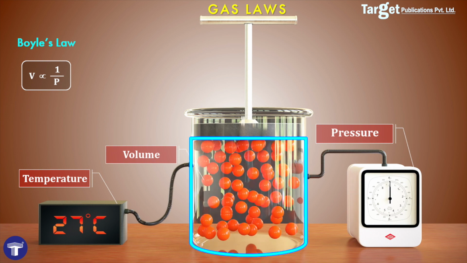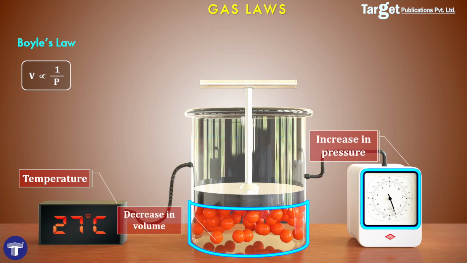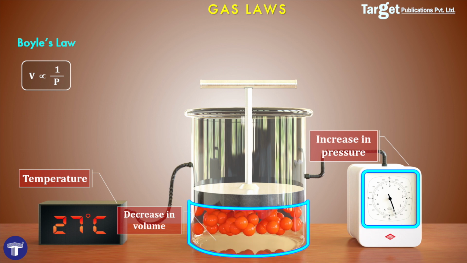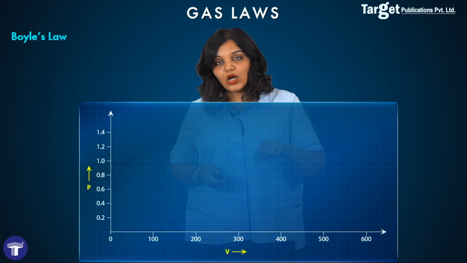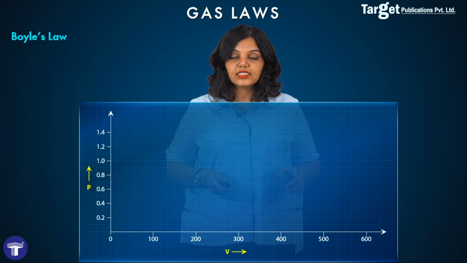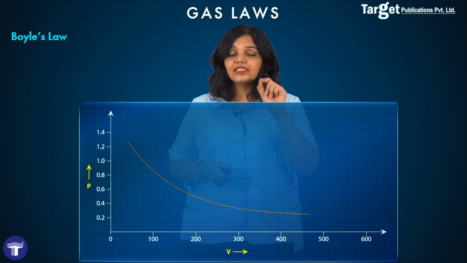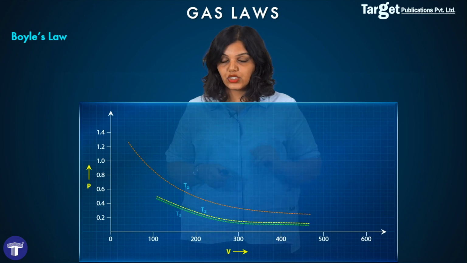So this means that if I decrease the volume of a gas, I will see an increase in pressure given that the temperature of the system does not change. And therefore Boyle's law is simply saying that PV is actually a constant. Now if you plot the graph of PV is a constant on a PV graph, you will see this dotted line as you can see in the picture.